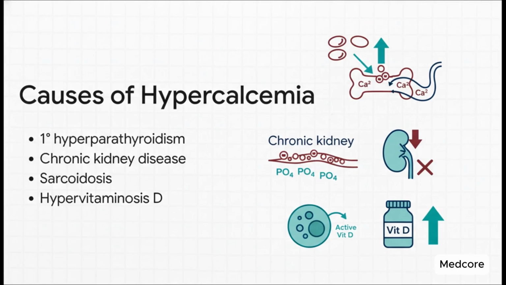The number one cause is hyperparathyroidism. Too much parathyroid hormone just pulling calcium right out of the bones. Chronic kidney disease is another huge one, because when the kidneys fail, they can't get rid of phosphate. This leads to hyperphosphatemia, and those high phosphate levels then grab onto calcium, forming salts that just drop out of solution into the tissues. That mechanism is really important to understand.